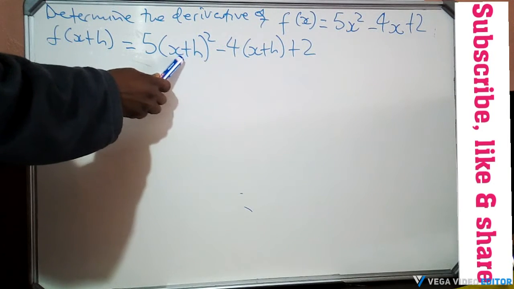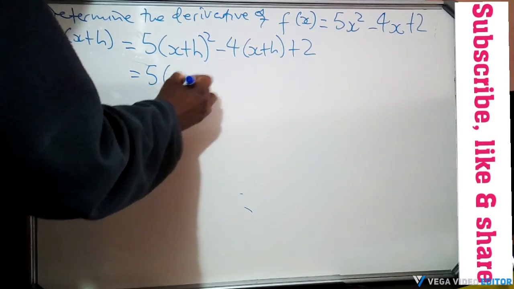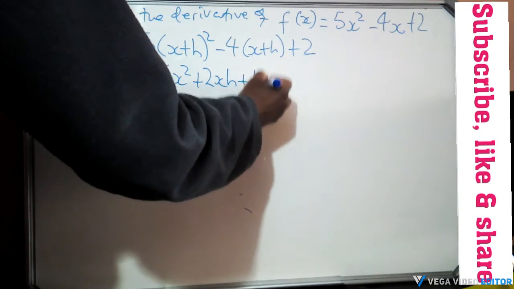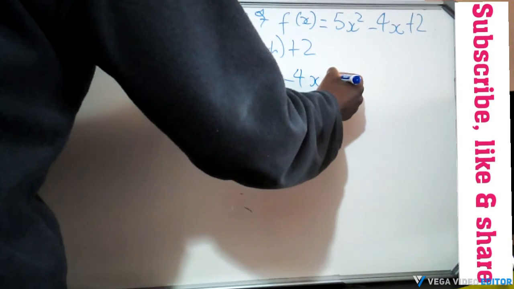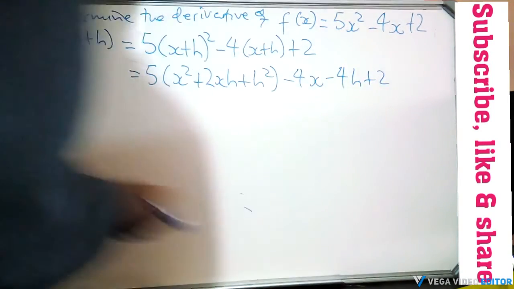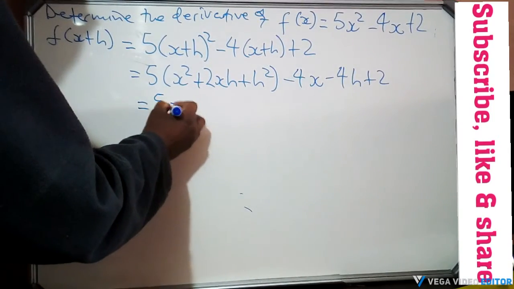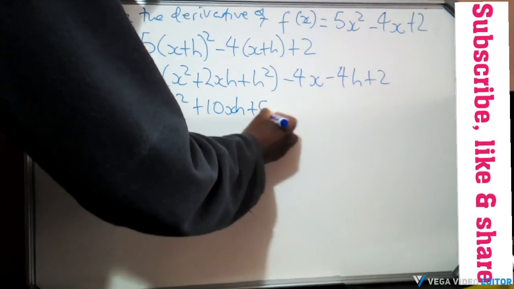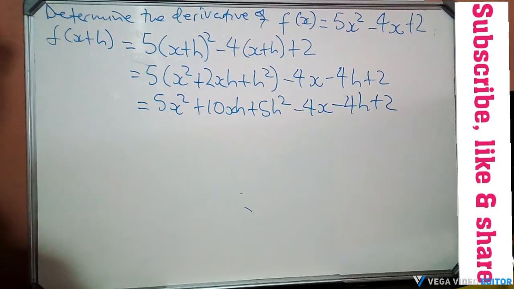Remember what we said here. We said that this means x plus h times x plus h. All right, so this will give us 5 open bracket x times x is x squared, plus 2xh, plus h squared, minus 4x minus 4h plus 2, all right, and then further this will give us f(x + h) is going to be 5x squared plus 10xh plus 5h squared minus 4x minus 4h plus 2. Okay, so that is what we have there.